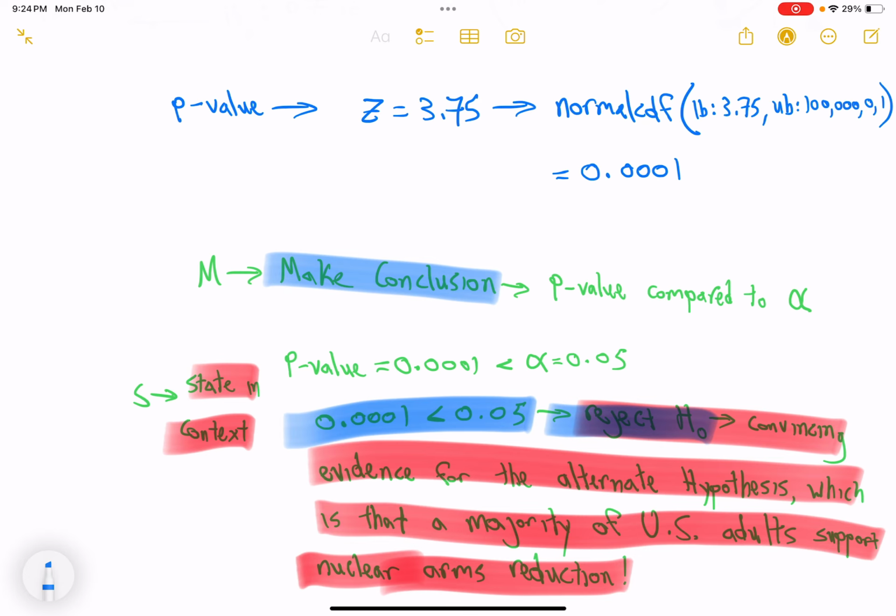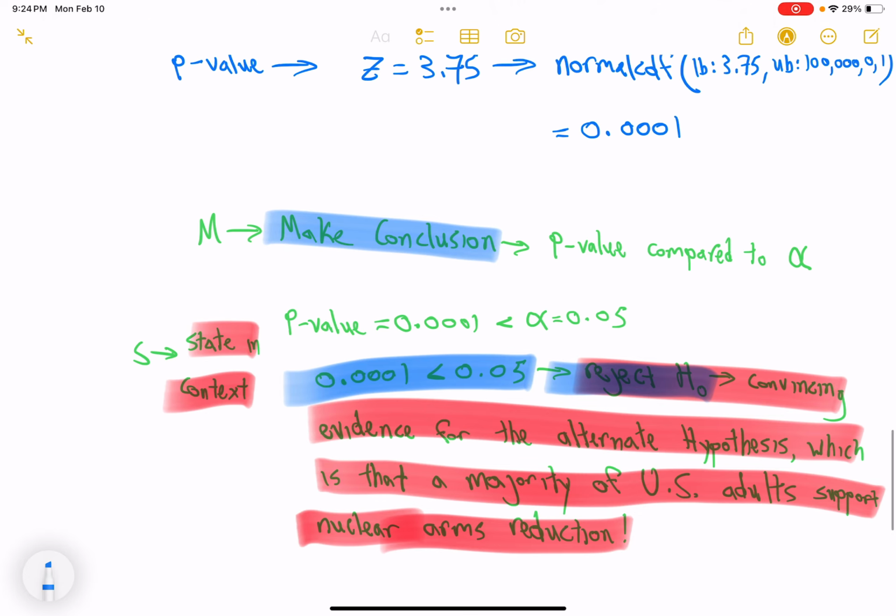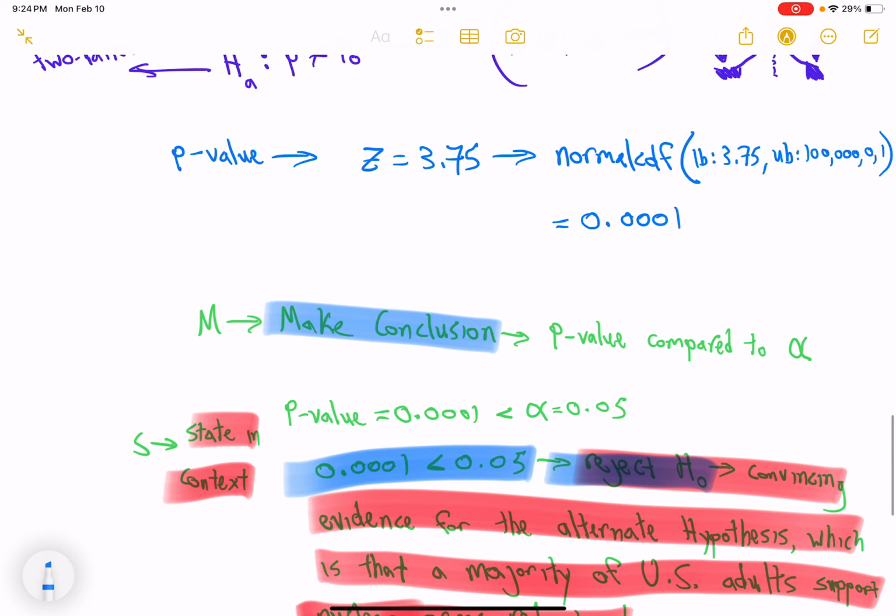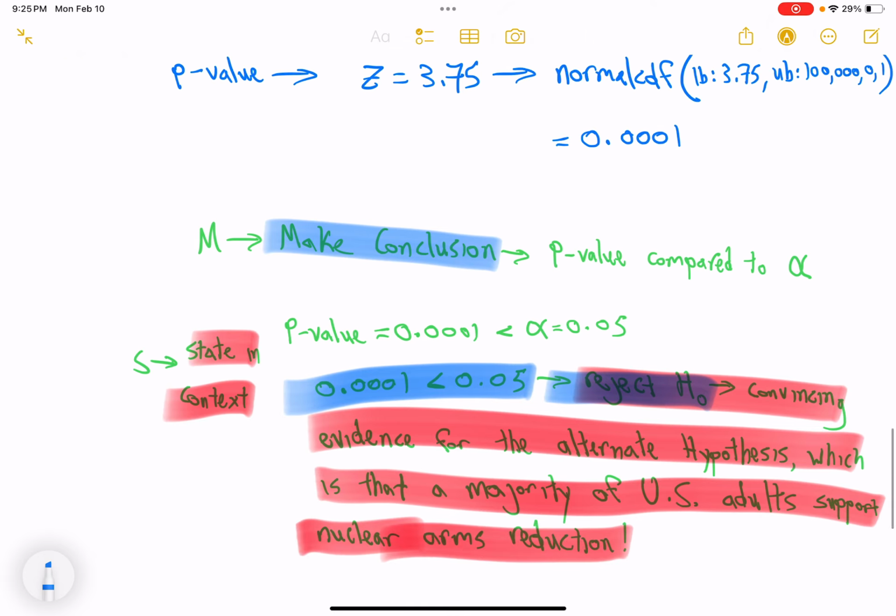What you will then do is you will compare, and this is super important. In your final part, you will make your conclusion. Your conclusion is where you compare the p-value to the alpha. The alpha is your gate, it's your threshold. You need your p-value to be lower than the alpha to reject the null, and therefore successfully show that the alternate hypothesis has convincing evidence.